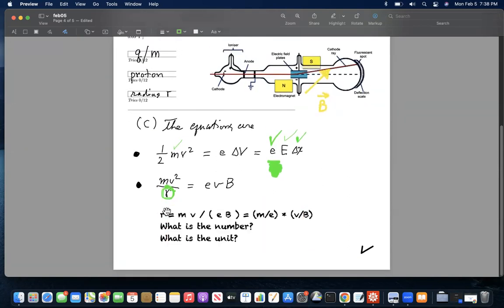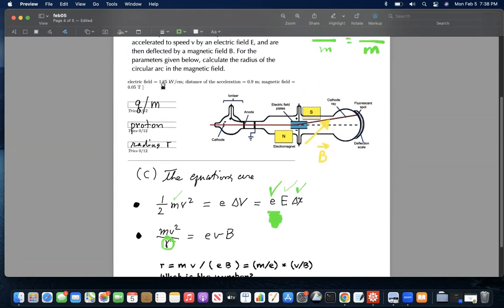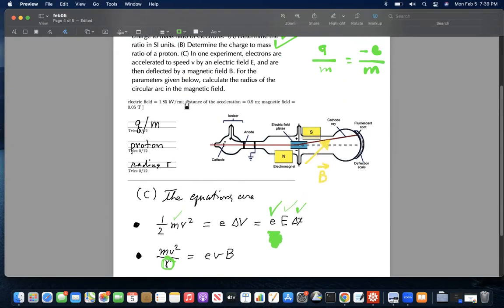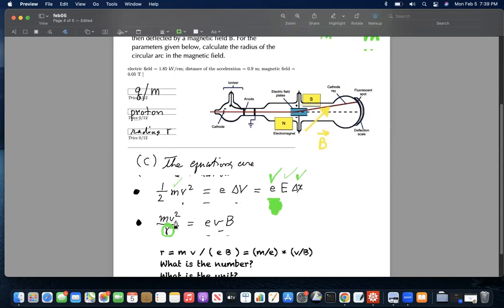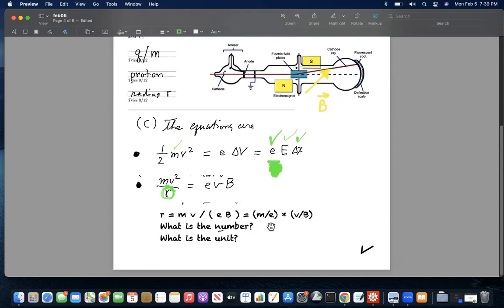So anyway, to calculate R, we just use algebra here: multiply both sides of the equation by R, divide by EVB. So R is MV divided by EB. So that's M over E, V over B. Now we figured out V from this equation, and we're given the value of B. So we can calculate what would be R. And again, you're going to have a number with a unit. Well, if you check the units, the unit will come out to be meters.